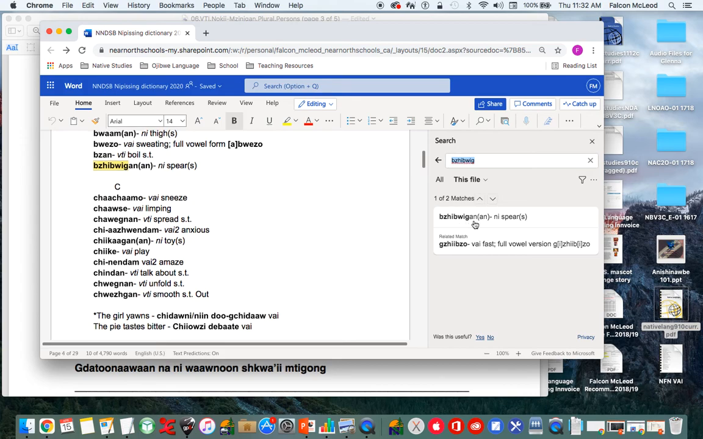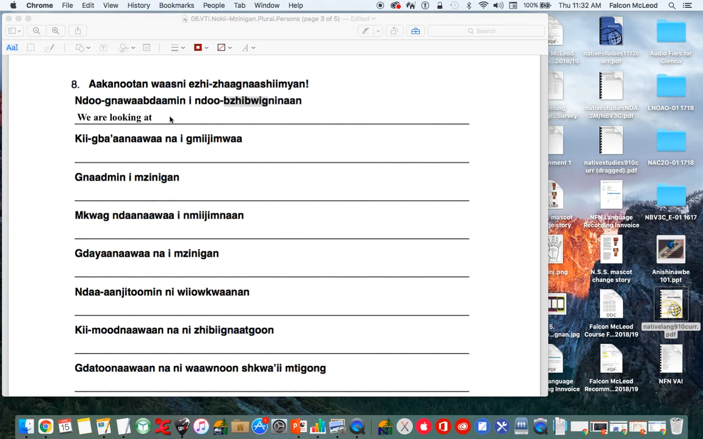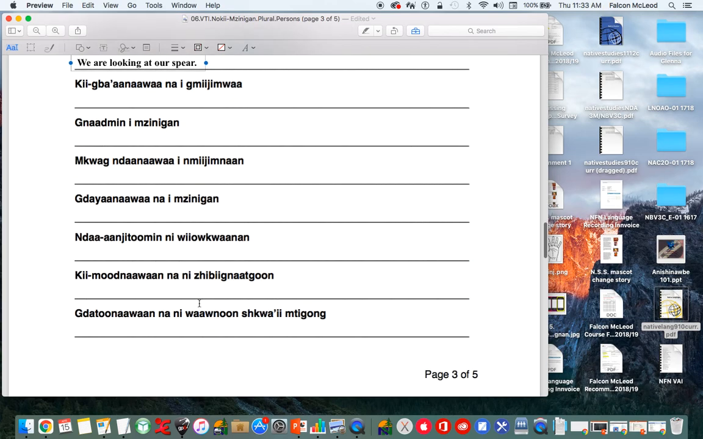So bjibwig, and then it's got a short A sound and an N, so that's why it got deleted. So spear. So we are looking at our spear. Boom, that's it. Indobjibwigninan. So we are looking at our spear. So I'll leave the rest of these for you guys to do on your own.